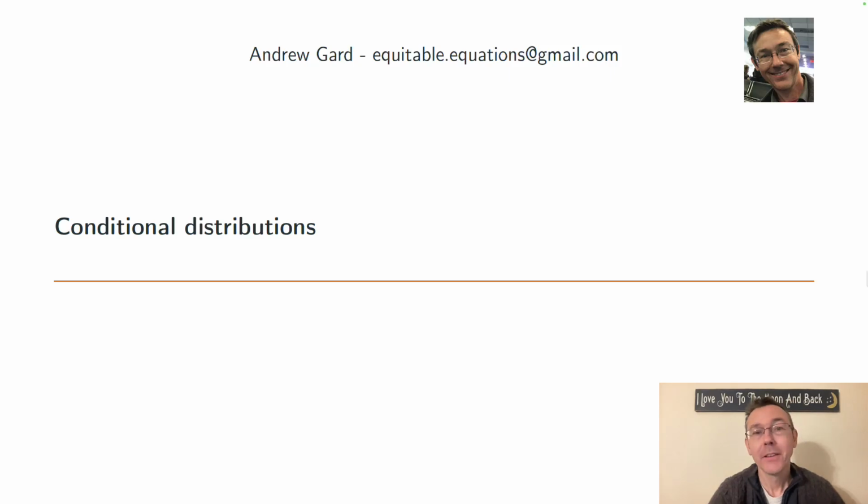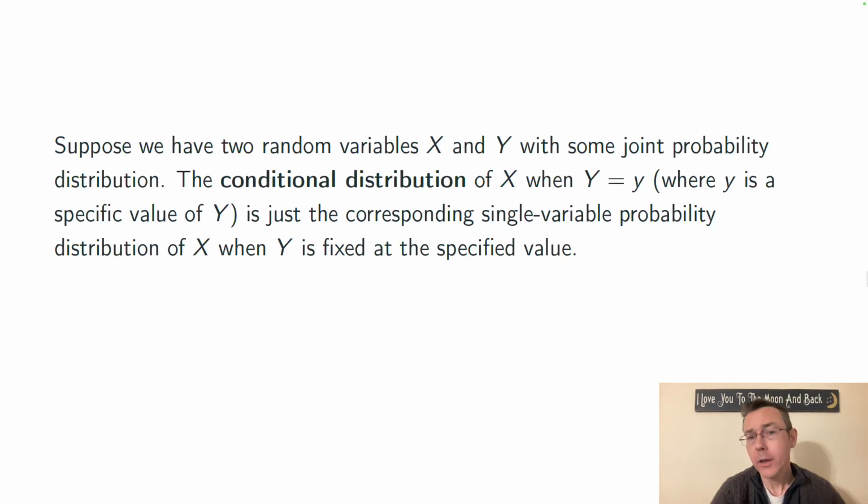Hey everybody. Today we're talking about conditional probability distributions. Here we're in a situation where we've got a couple of random variables, you can call them big X and big Y, and they have some joint probability distribution. And we're asking what happens to one of the variables, say X, when the other random variable, say Y, is fixed at some particular value.